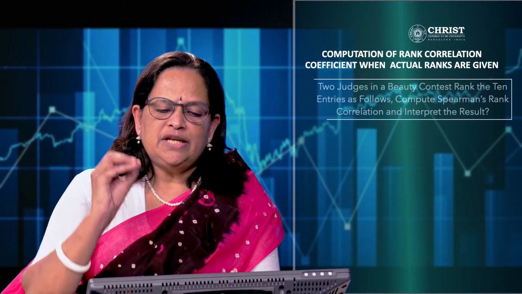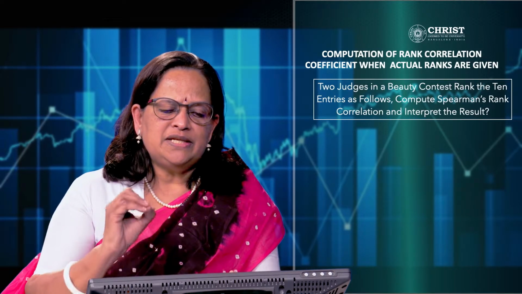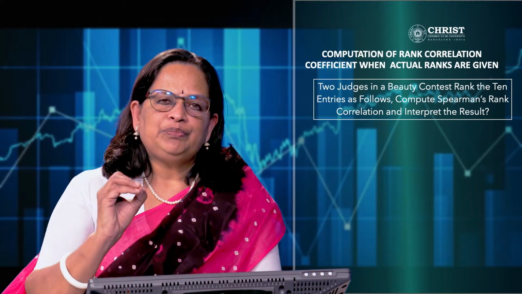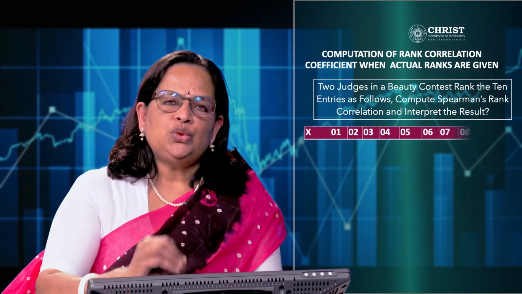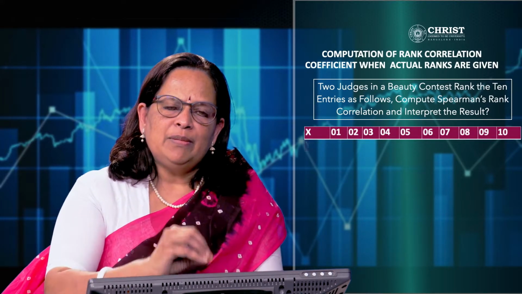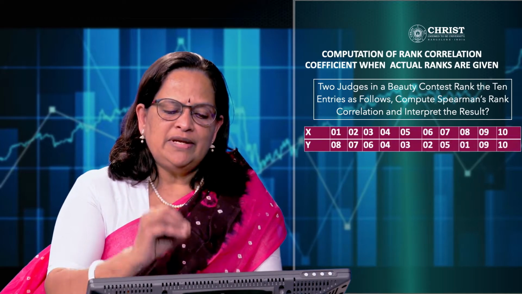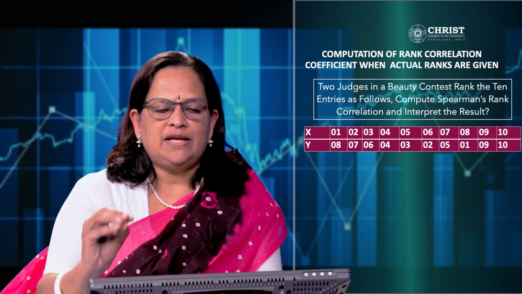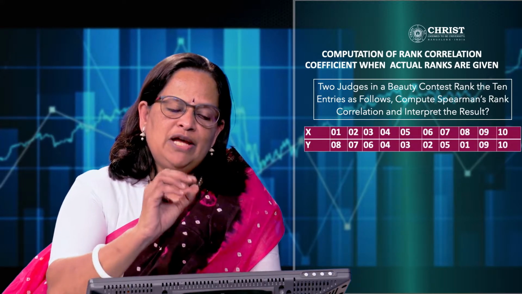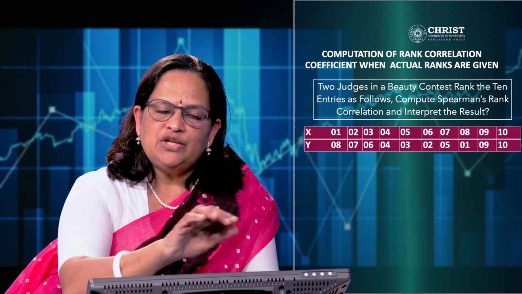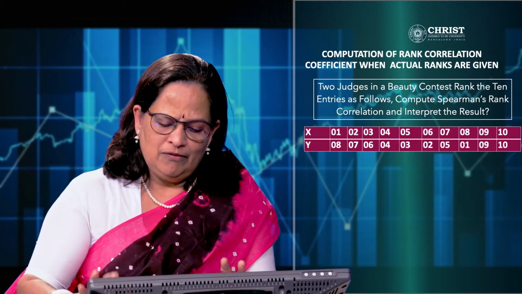So two judges in a beauty contest rank 10 entries as follows. Compute Spearman's rank correlation and interpret the result. Rank for X series 1, 2, 3, 4, 5, 6, 7, 8, 9 and 10. Rank for Y series 8, 7, 6, 4, 3, 2, 5, 1, 9 and 10. Now what will be the d value? D value will be the deviation between X series and the Y series, that is 1 minus 8. Like that you have to calculate the deviations for all the values.